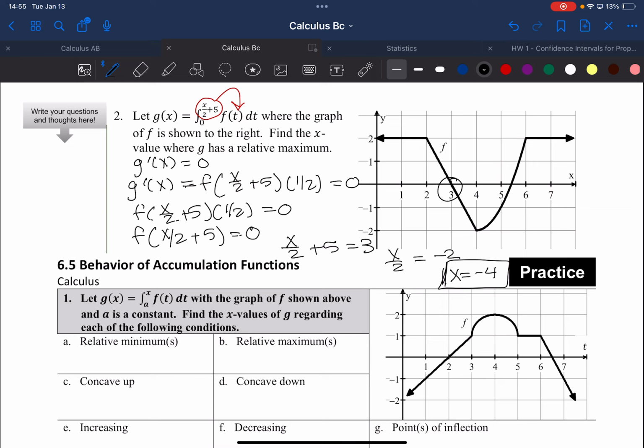So not only did we have to use the accumulation function that we learned about yesterday, but we had to connect it with the relative maximum that we see on the graph and set them equal to each other. Which means if they were asking for the relative minimum, we would have set this equal to what? 5.4.